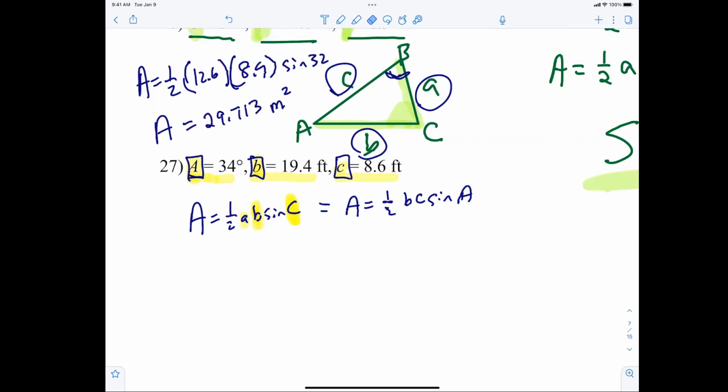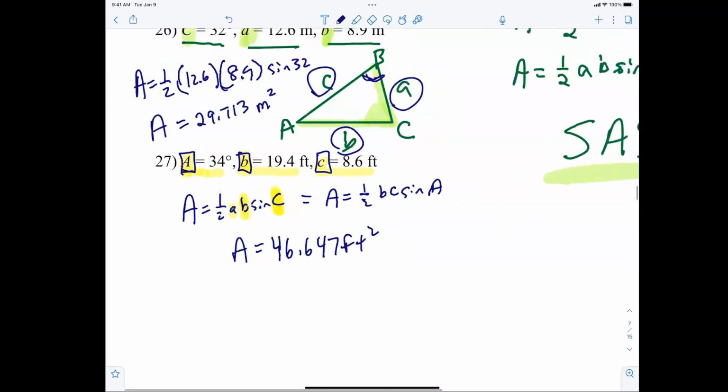And what's the answer to 27? 40. And then, of course, you would say square feet. Everybody's good with that?